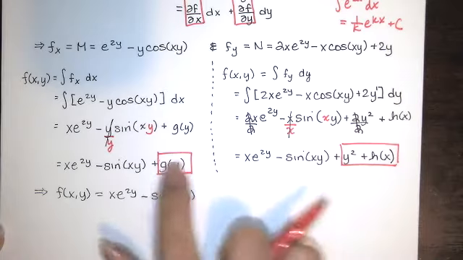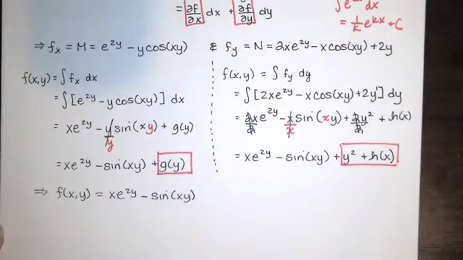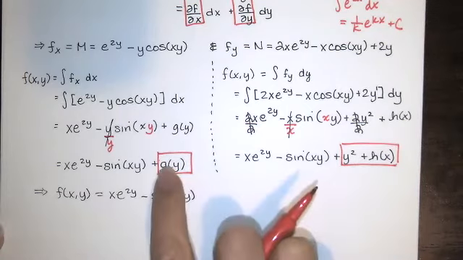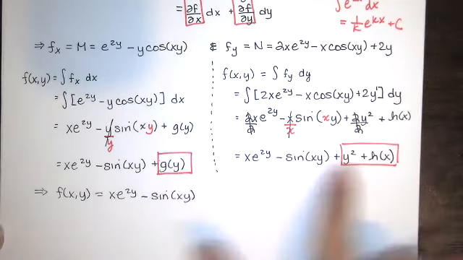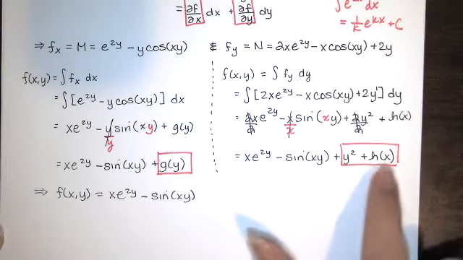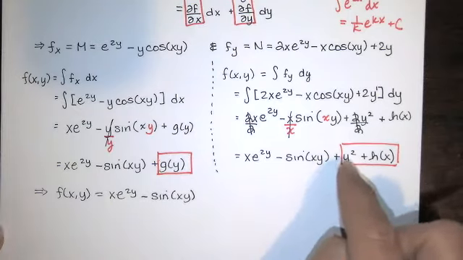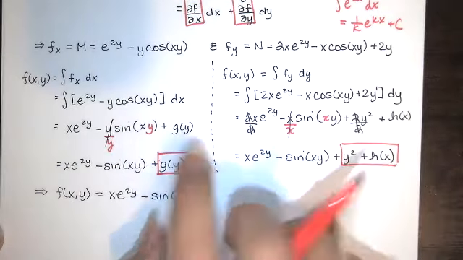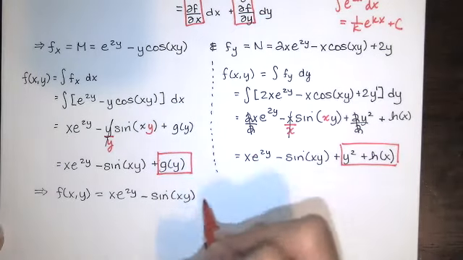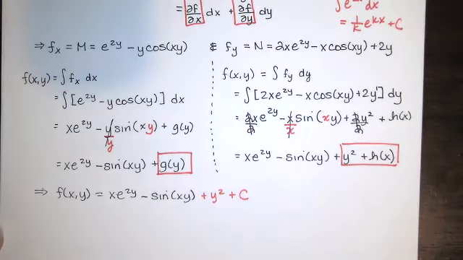And then I have to match these two terms. So g of y has to be y squared plus h of x. Well, it looks like if this is g of y and this is y squared plus h of x, and there's no x's over here, h of x must be a constant. So then I'll have y squared plus a constant equals y squared plus a constant. That's going to work. So we're going to have a y squared plus a constant here. I'll just call it c.